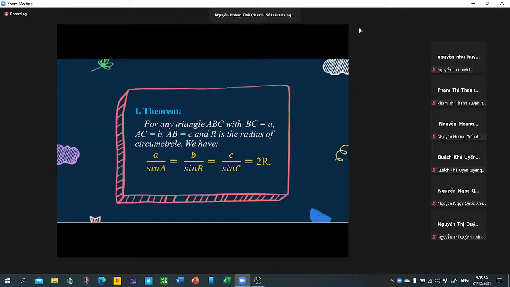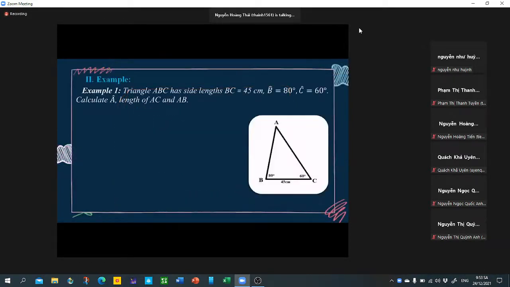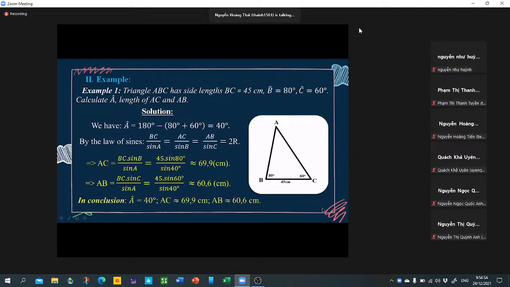Next, we will do some examples to reinforce this theorem. So let's begin with the first example. Triangle ABC has side length BC equal 45 centimeters. The measure of the angle B is 80 degrees. The measure of the angle C is 60 degrees. Calculate the measure of the angle A, length of AC and AB. So this is the picture of this example, and this is our solution. The sum of three angles in a triangle is 180 degrees.